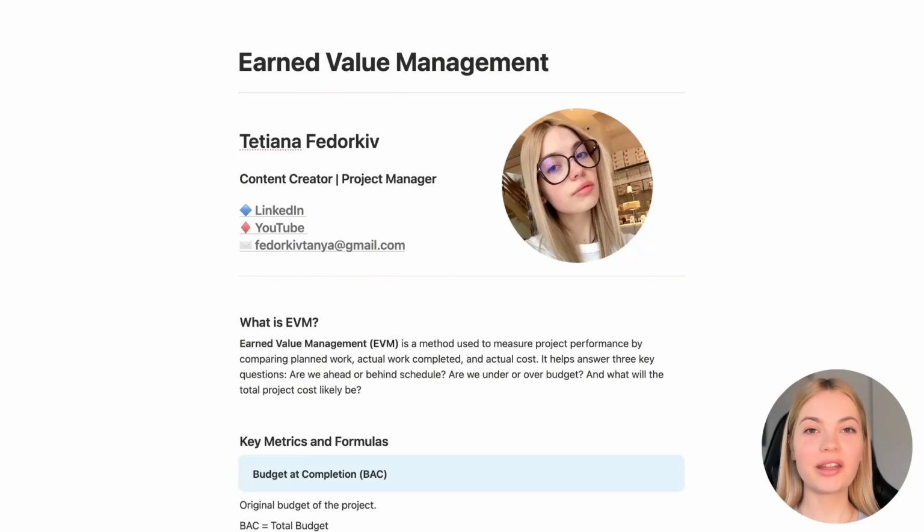Hi everyone, my name is Tatiana Fedorkiev and today we're going to be talking about earned value management. We'll discuss key metrics and we'll also cover a practical case so we understand it better.